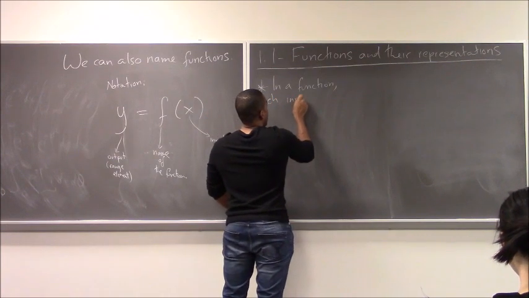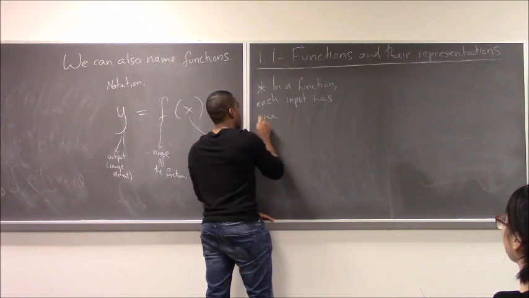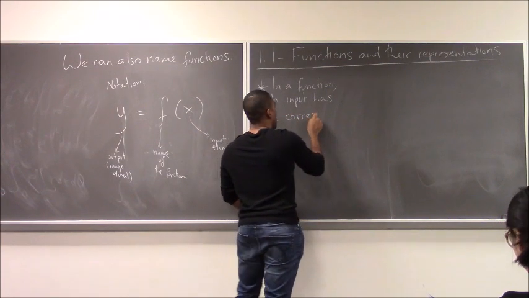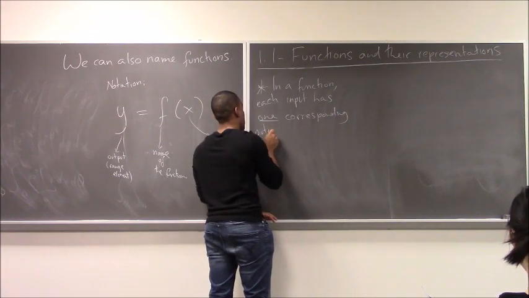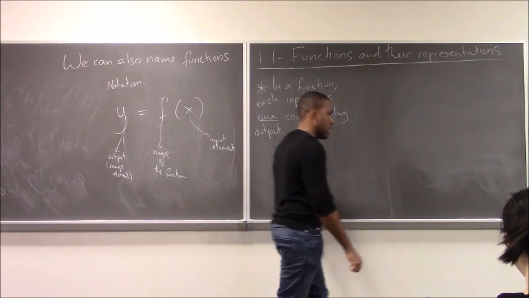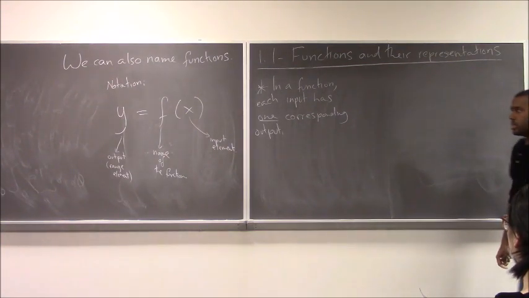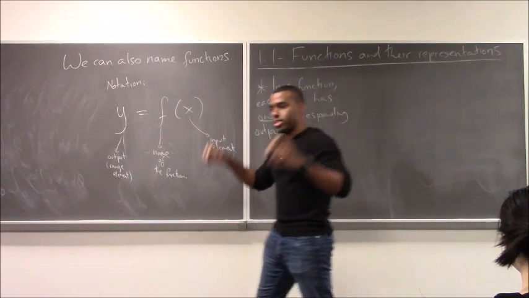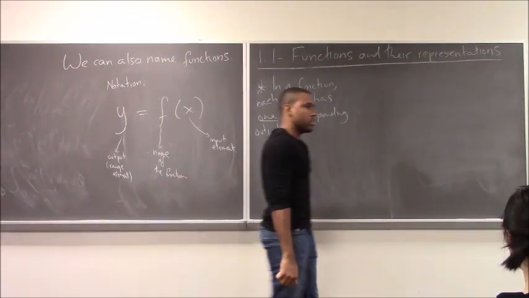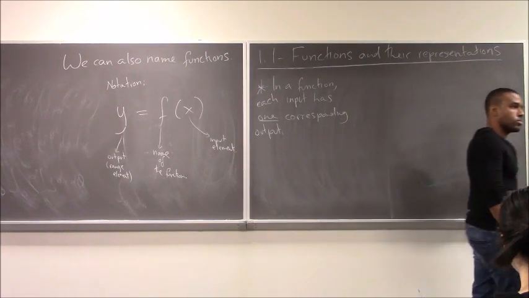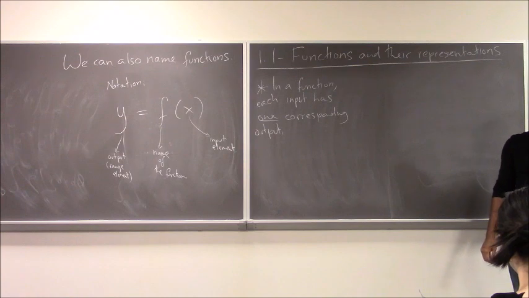Each input has one corresponding output. So let me ask a question. Let's say my relationship is being a parent, right? P-A-R-E-N-T. Is that a function? Would you describe that relationship as a function?